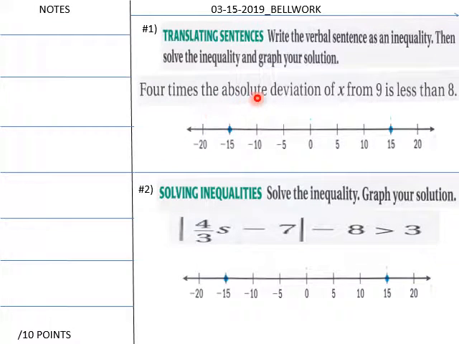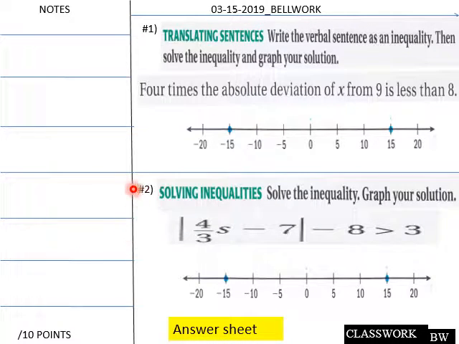Students, here's your bell work. Write the verbal sentence as an inequality, then solve the inequality and graph your solution. Number 1: 4 times the absolute deviation of x from 9 is less than 8. And for number 2, solve the inequality and graph your solution. I'll give you students about 5 minutes to finish this.